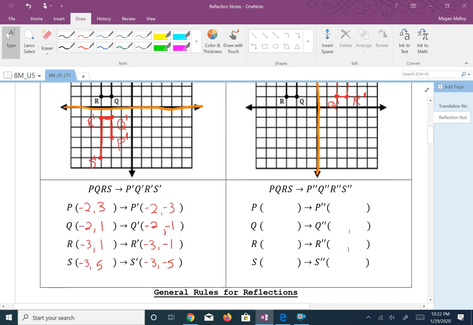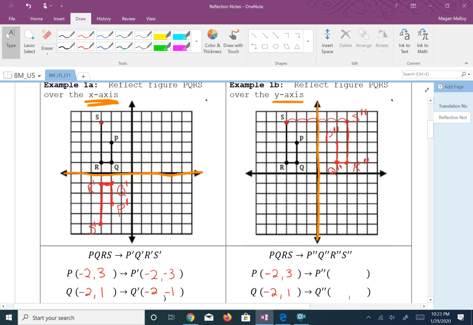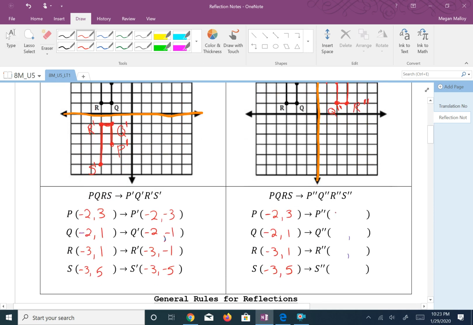If we record these points, again, pre-image PQRS has the exact same points that it did in our previous example. However, if we look at the images, and this is actually our second image, so we will add 2 tick marks. The second image of P is at (2, 3). The second image of Q is at (2, 1). The second image of R is at (3, 1). And the second image of S is at (3, 5).